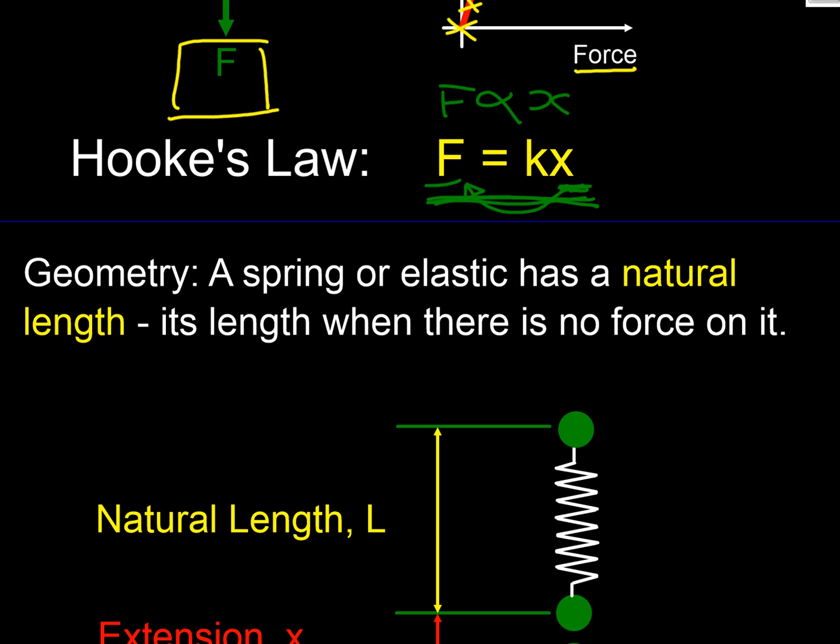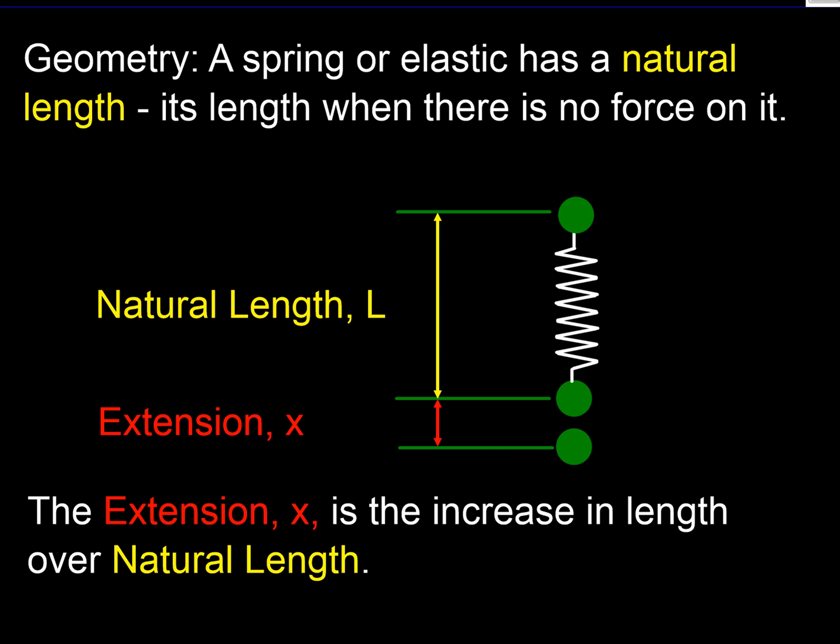Now, worth bearing in mind that one of the concepts here is that a spring has a natural length. So when it's got no force on it, it's still got a length. What then happens if we put some force onto it, it extends by a distance x. So we've got natural length L and extension x.